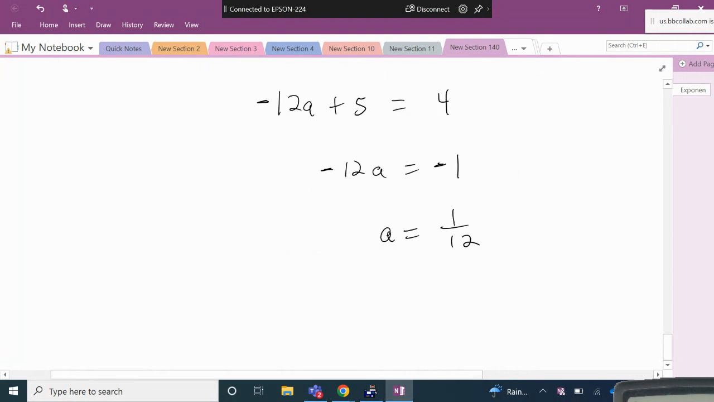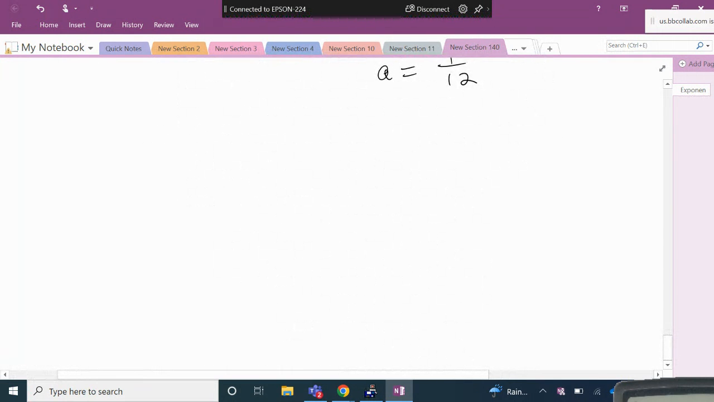Right, and here is the last example. 16 raised to the 3x plus 5 is equal to 4 raised to the 4x plus 1 power. All right, so I'm going to try to rewrite both of these as a base 4. All right, so notice that the right-hand side is already a base 4, so I'm just going to bring that down.